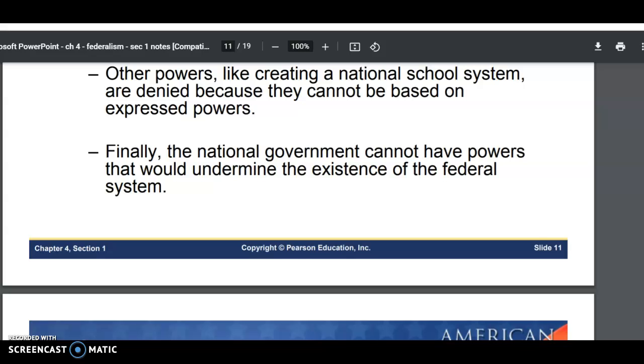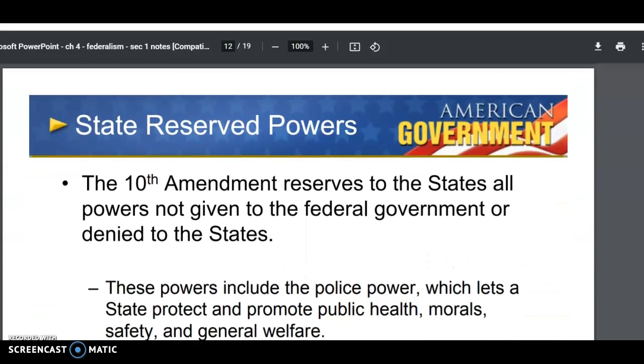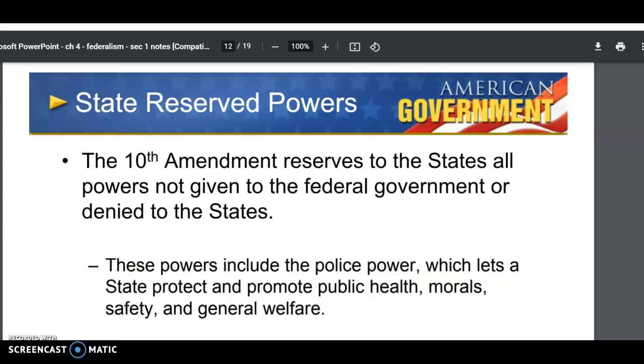And the national government cannot have powers that would undermine the existence of the federal system. So they're denied powers that would allow them to do that. So the next one, that was what the national government's denied.